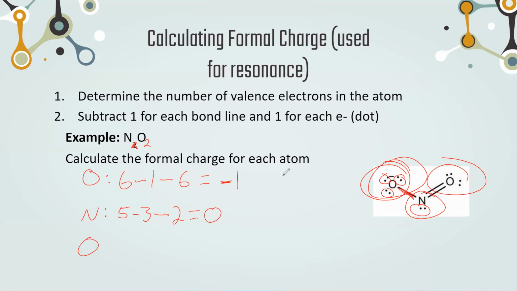As for our last oxygen over there, again, oxygen has 6 valence electrons. We're going to subtract 1 for each bond line, which in this case is 2, and 1 for each dot. We see 4 dots around that oxygen, which gives us an overall formal charge of 0, which again matches what we're seeing in the diagram. We are going to use formal charge basically as a guess and check if we're drawing our structures correctly. And also we will use it later when we figure out oxidation numbers as well.